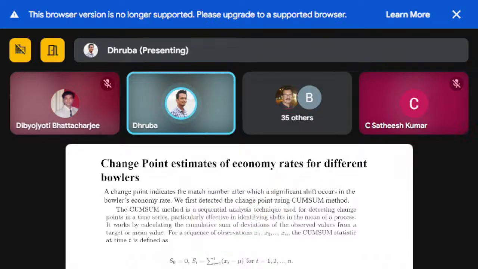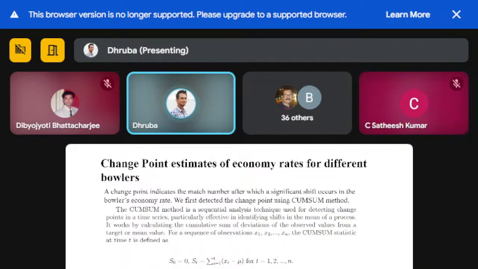Now, here we have discussed the change points, where we have collected the data for 10 different players. So is there any change point that exists, and the procedure of estimation. Firstly, we have used the CUSUM method. The CUSUM method, that means cumulative sum method, is a sequential analysis, and it is used in time series analysis basically. Used for detecting change points in a time series, particularly effective in identifying shifts in the mean of a process.